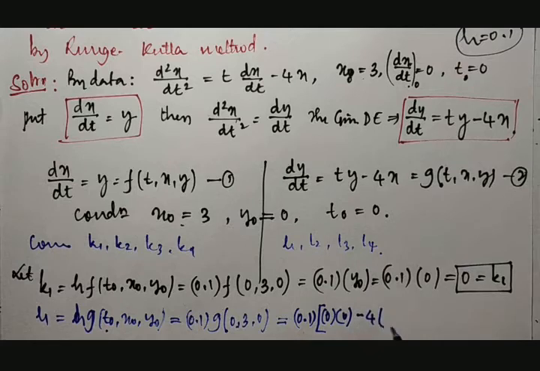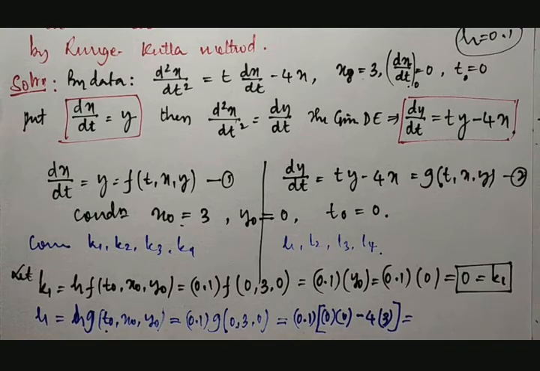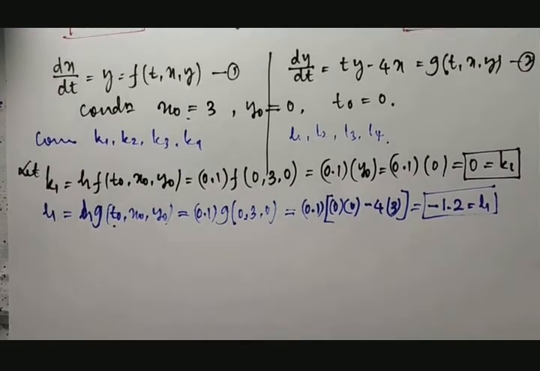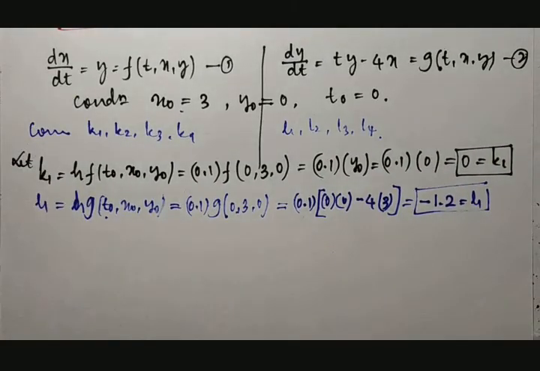Minus 4 into x. X is equal to 3. Therefore it is minus 12 into 0.1. Minus 12 into 0.1 is minus 1.2. That is L1. Okay. Now we will move to the next set.